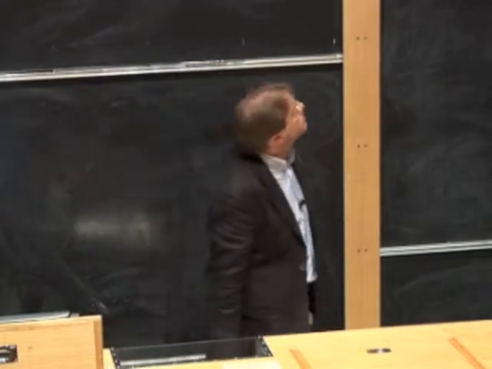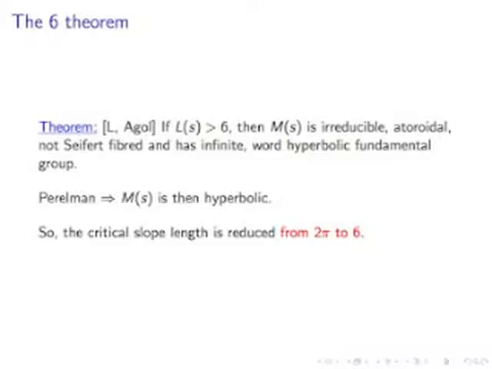So here's an alternative proof of, here's an improvement which gives you that the critical slope length is at most 6. So it says that if the slope length is more than 6, then the manifold MS is irreducible, atoroidal, not Seifert-fibered, and has infinite word hyperbolic fundamental group. And then this was proved by myself and Ian Agol about 13 or 14 years ago now.